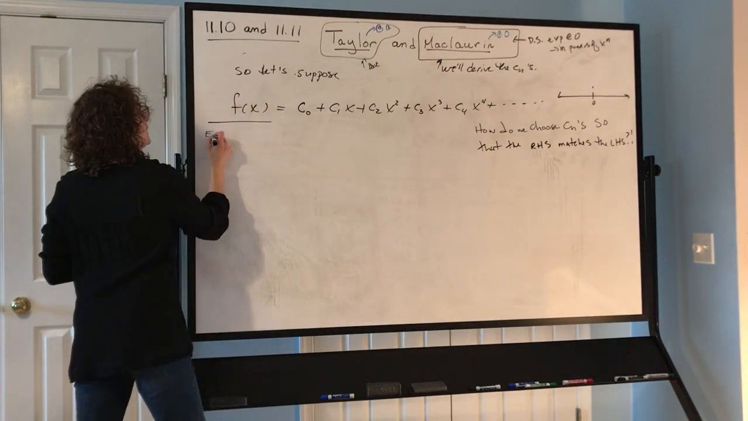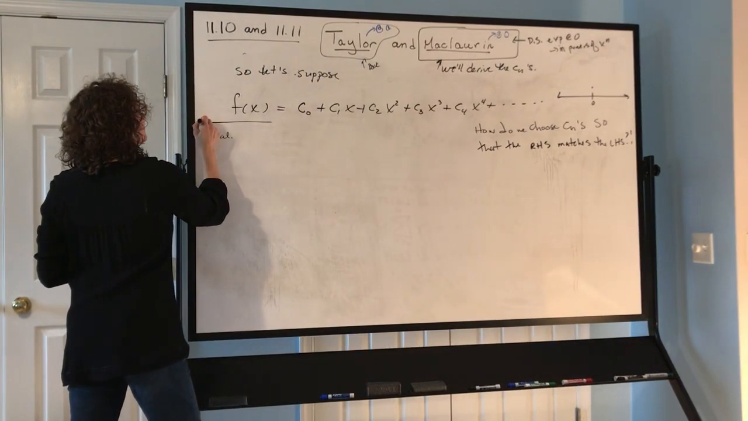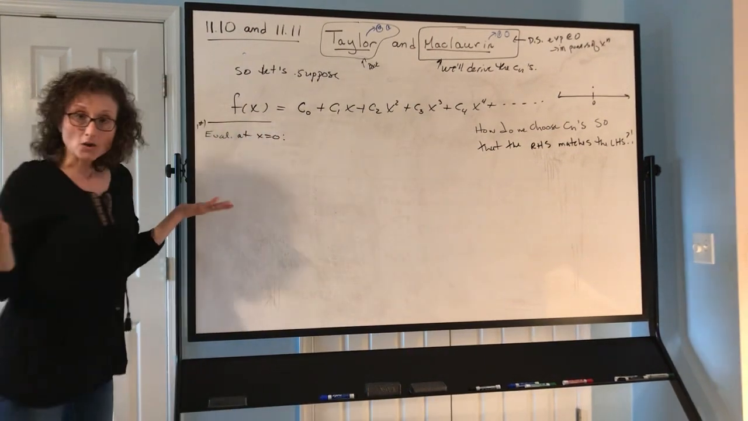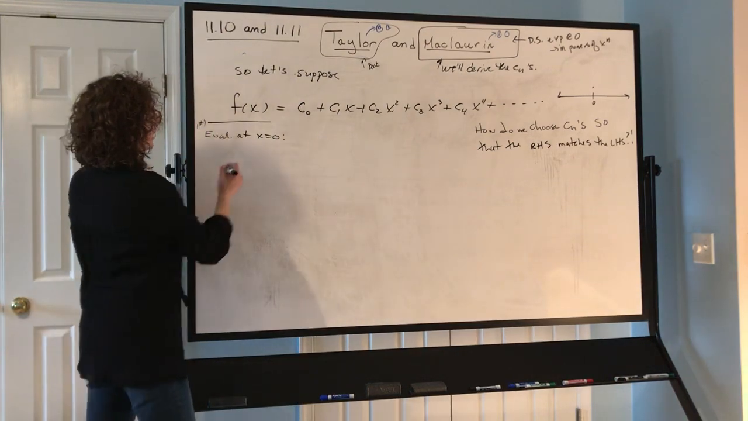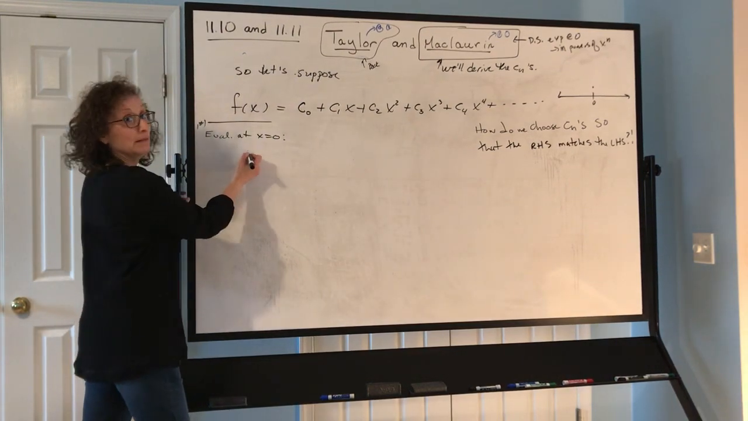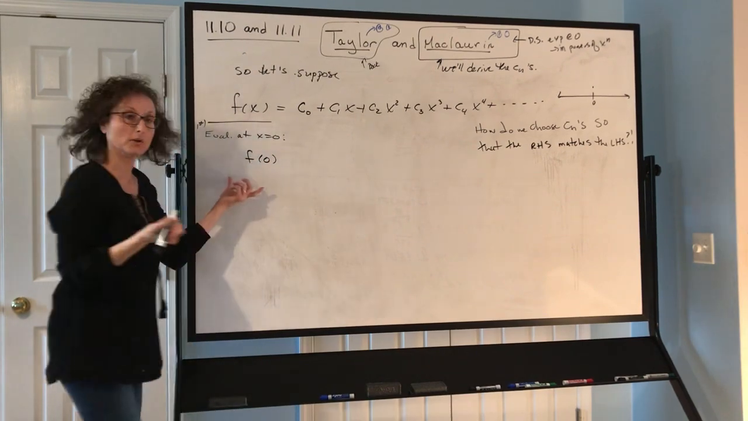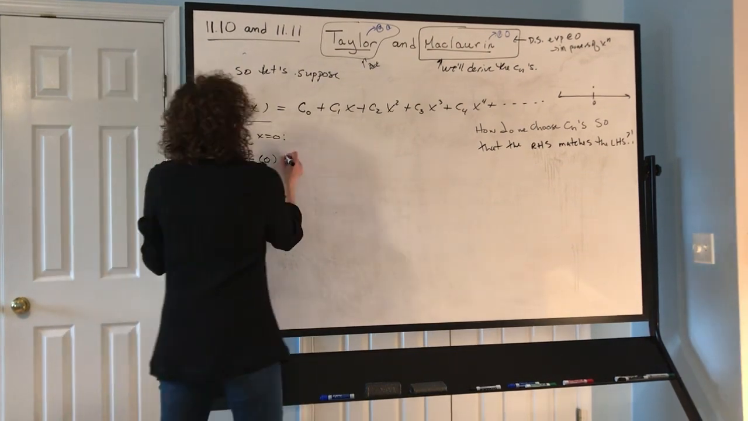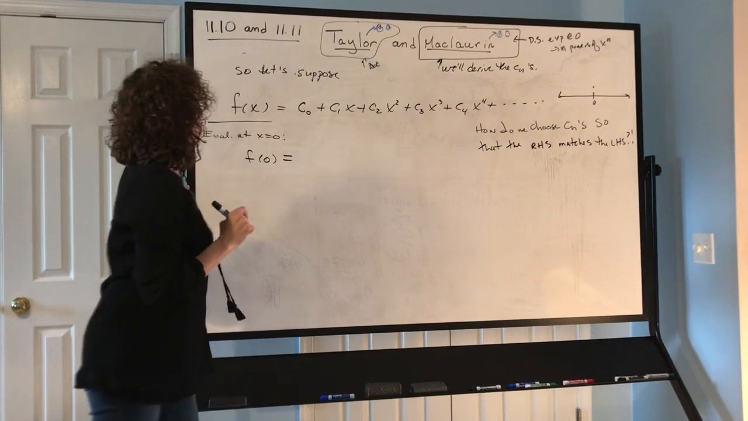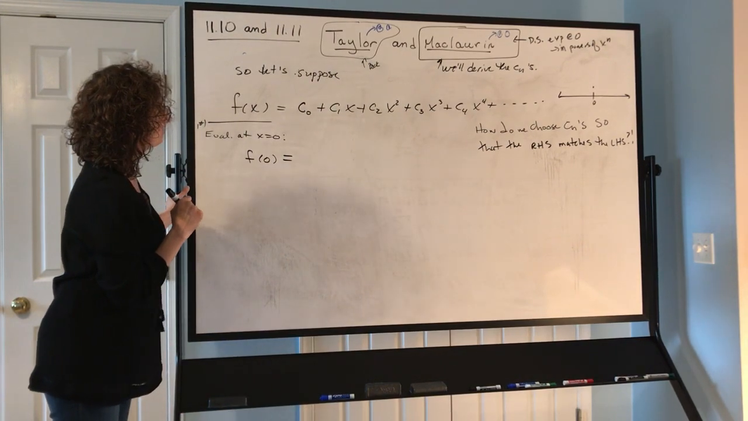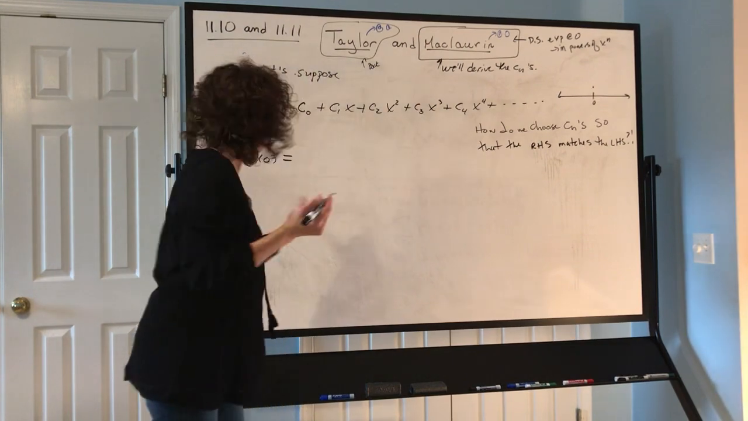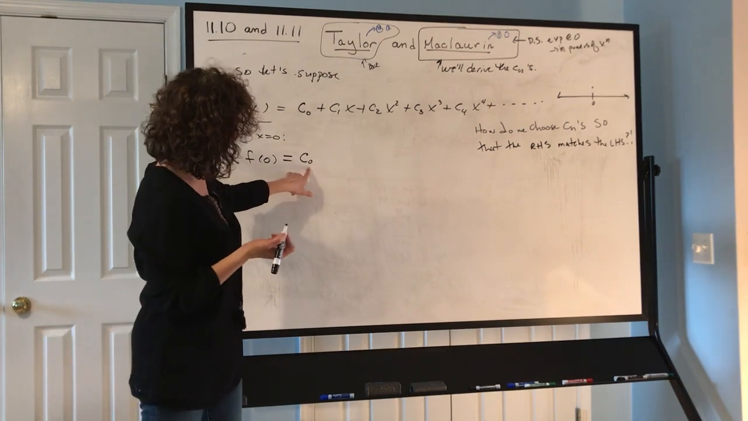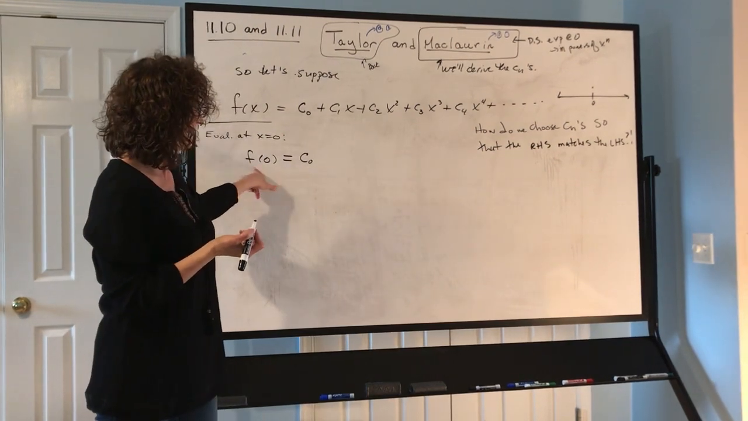So let's evaluate at x equals 0. Well, that's awesome. What is the left-hand side when evaluated at x equals 0? Just f evaluated at 0, whatever the function f is. Whatever you get out when you put in 0. And then what is this side when we evaluate at 0? Put a 0 in for x. What are we left with? C0. Look, this is how you compute C0. C0 is just whatever the value of the function is at 0.